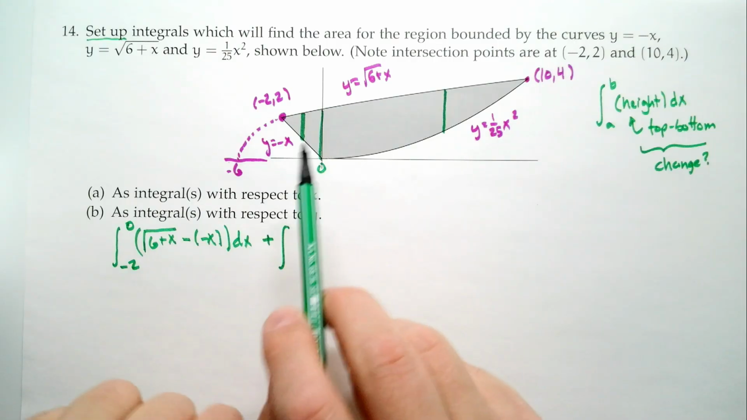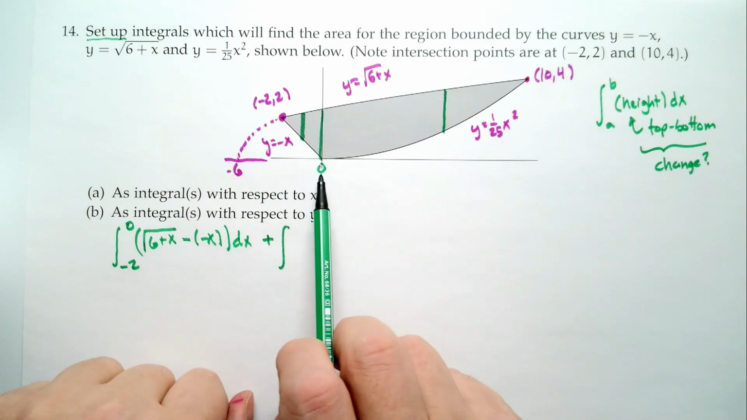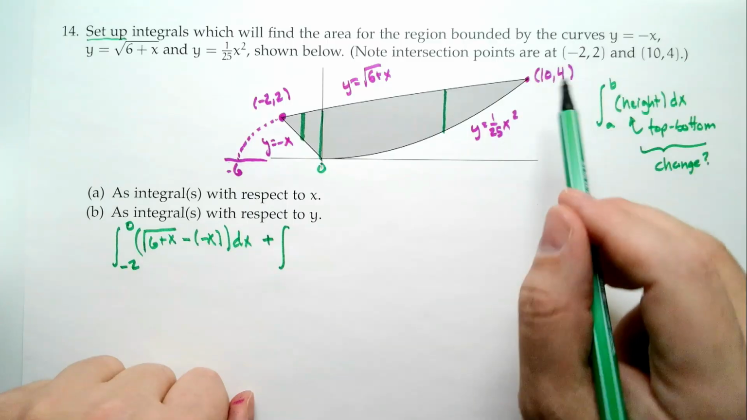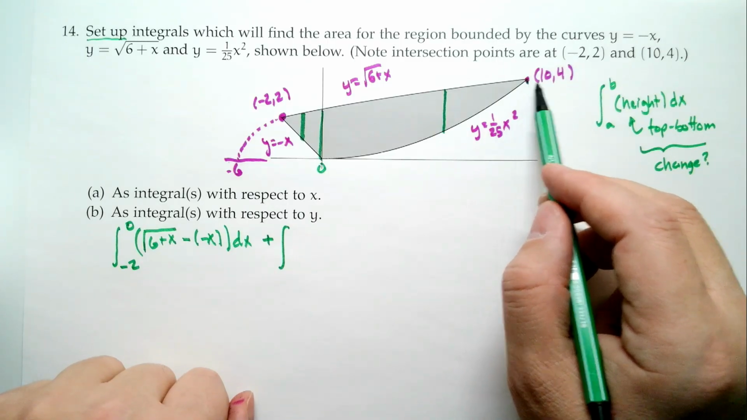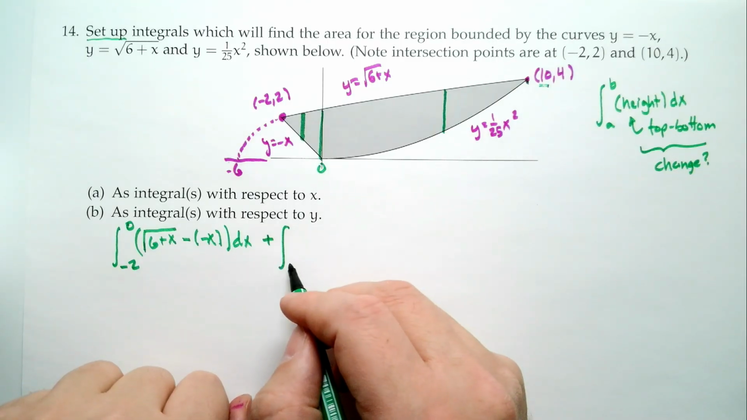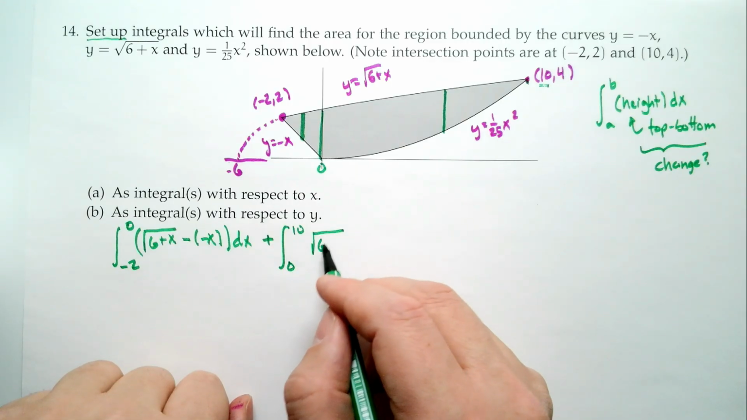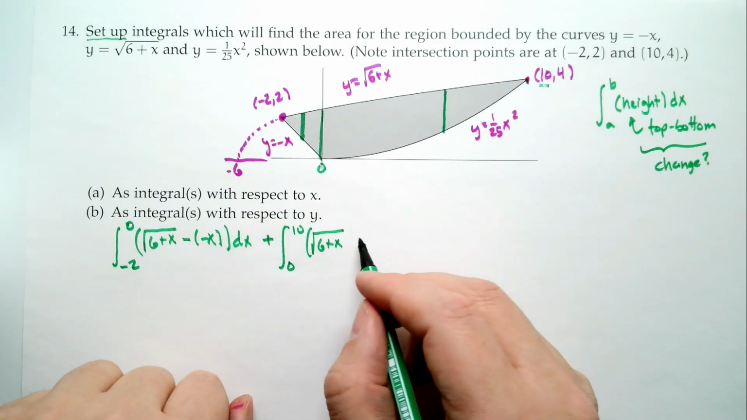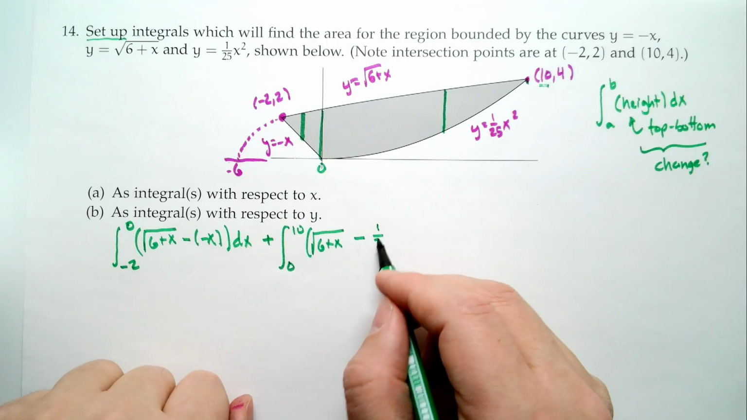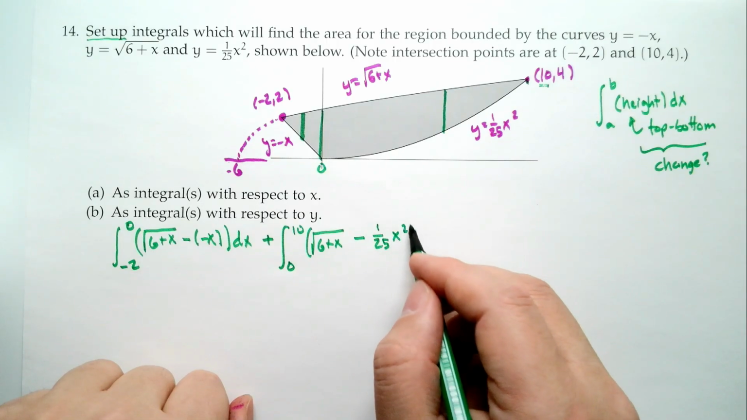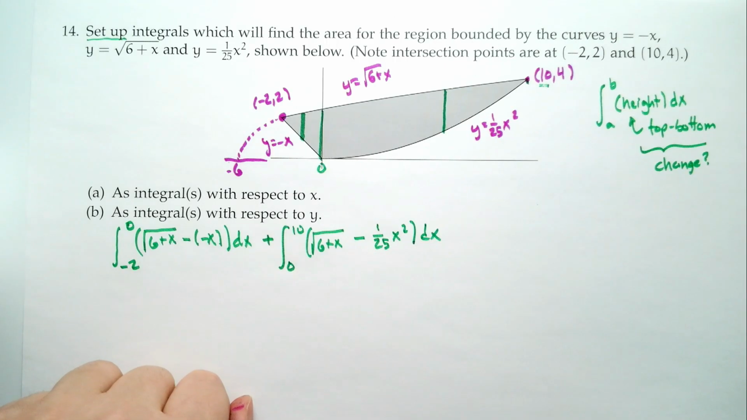Okay, for the second half, we start where we have our new behavior, which is at 0, and go to our far right point, and that far right point is at 10. So 0 to 10. We still have the top curve as square root of 6 plus x. Now our bottom curve, subtract 1 over 25 x squared dx. And we're done.